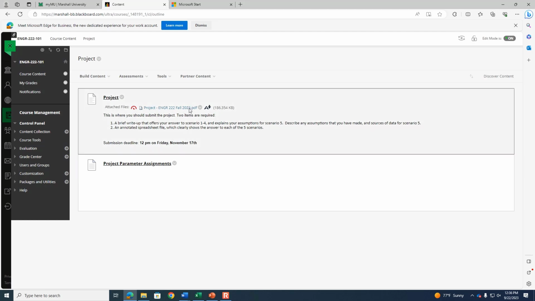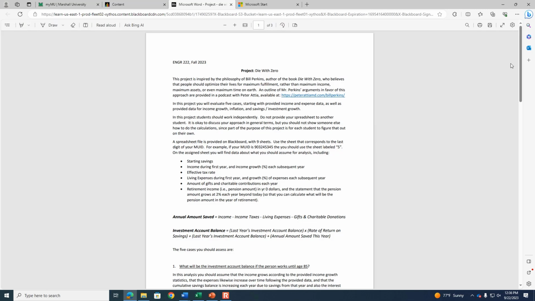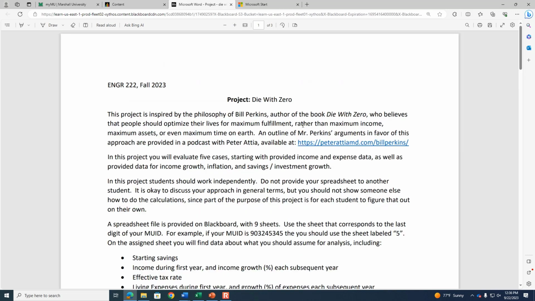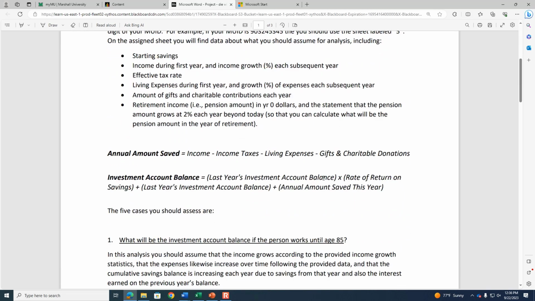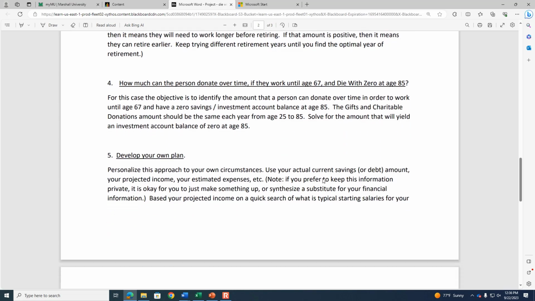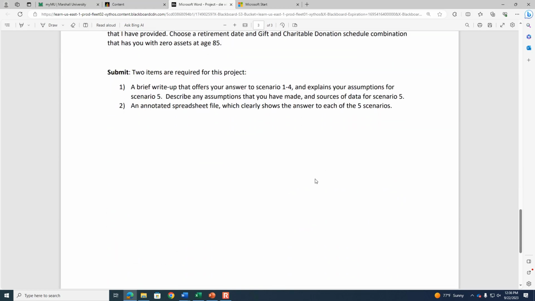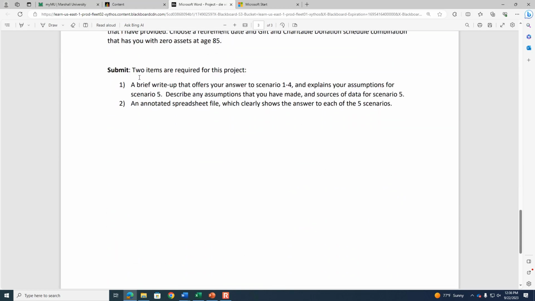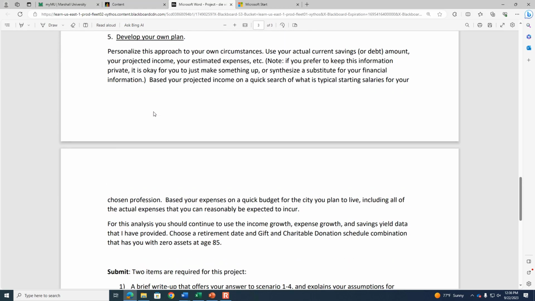Okay, so the handout is online, and the handout has the link. I'll also be emailing you the link to that podcast. It's a really excellent discussion. This also describes each of the 5 scenarios. So the 5 scenarios that you're supposed to assess, I explained that the deliverables on the due date is a write-up where you mention the answer to the scenarios 1 through 4 and then explain your assumptions for scenario 5, tell me the answer, and then the spreadsheet itself needs to be provided as well.